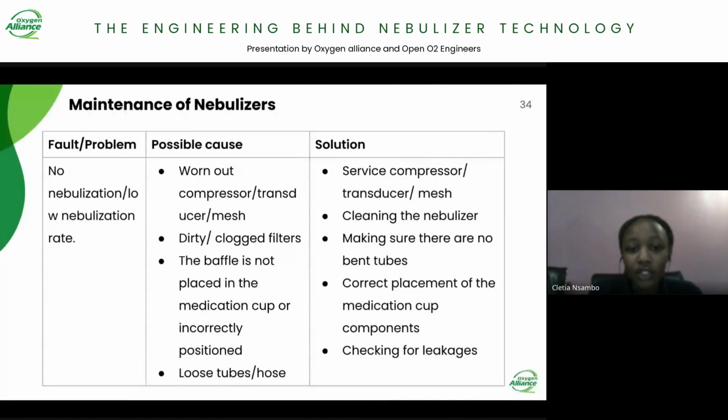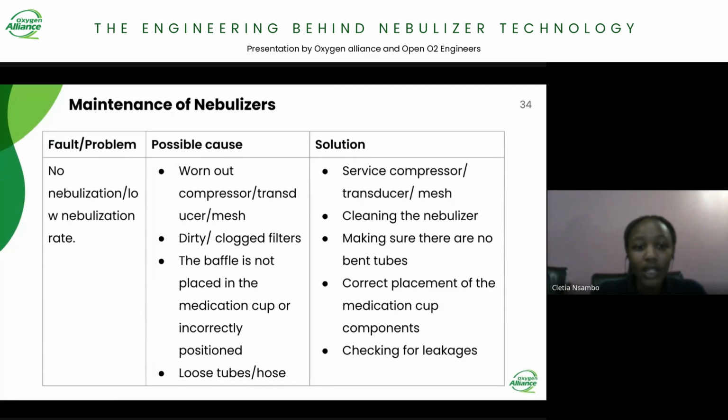And for the transducer, it might be worn out and not able to convert the electrical signal to the vibrations that are required to produce the aerosols as well. And as mentioned by my colleague, the mesh might be clogged and will not be able to produce the aerosols as well. So you can either replace these components or just service them.